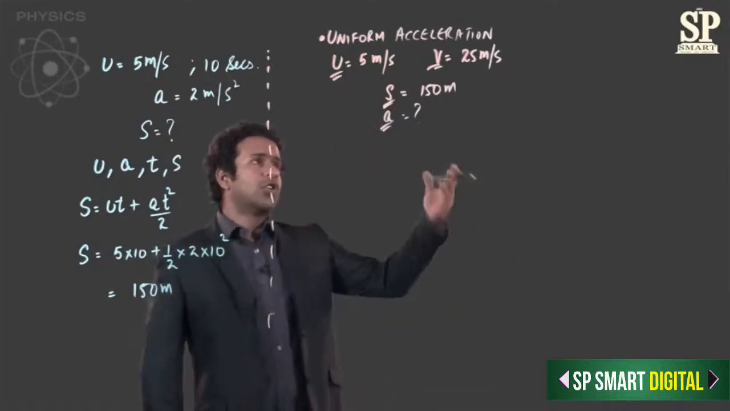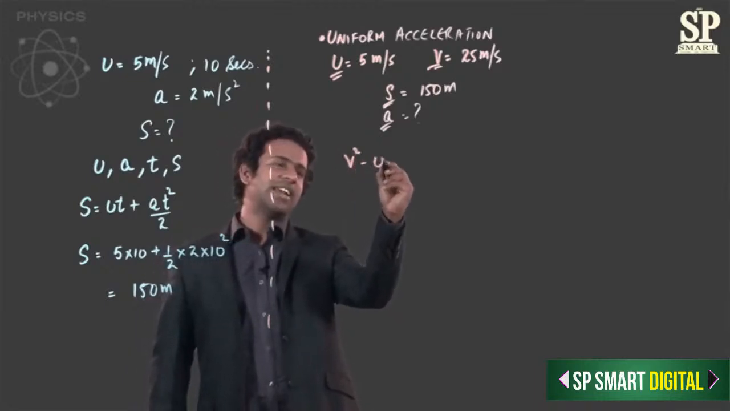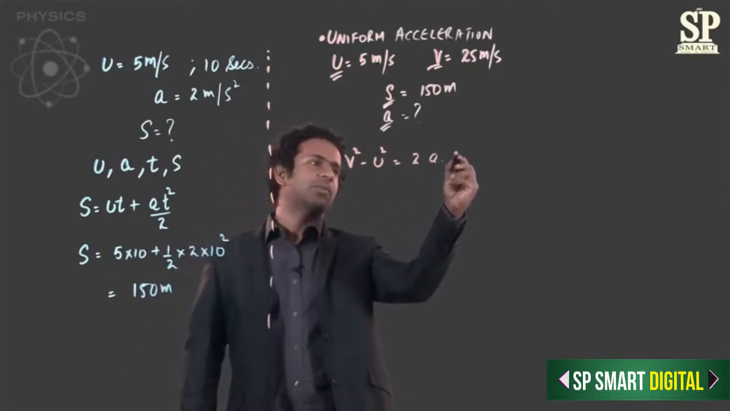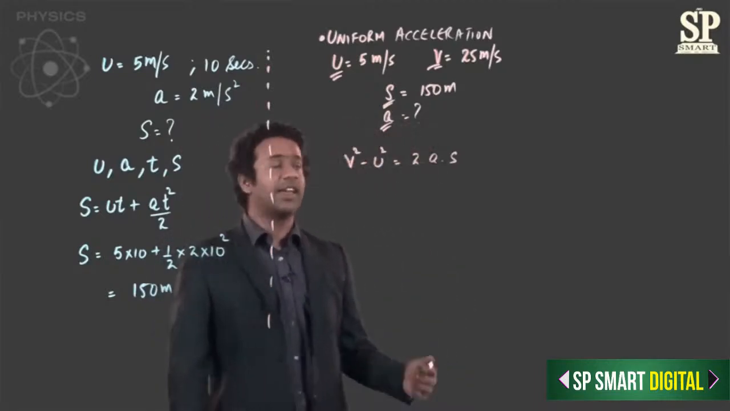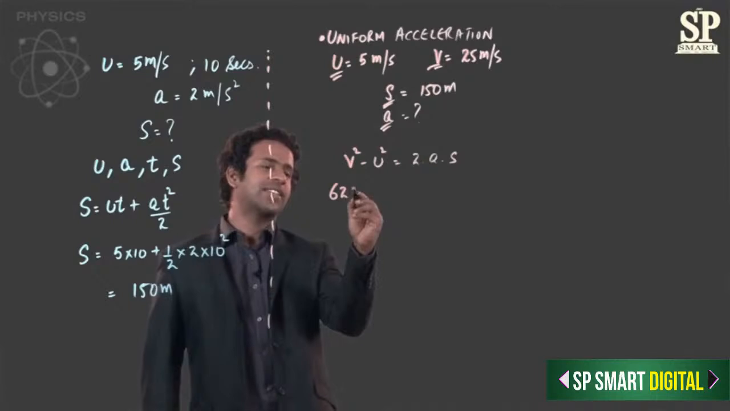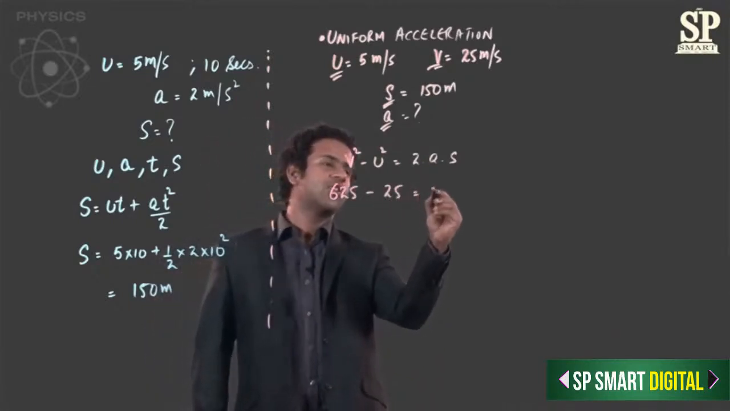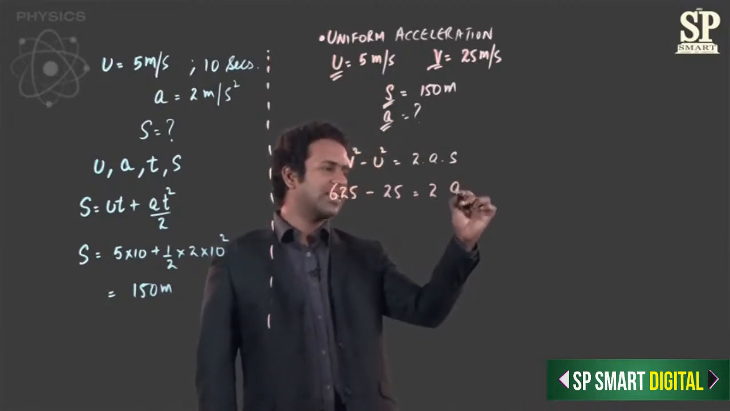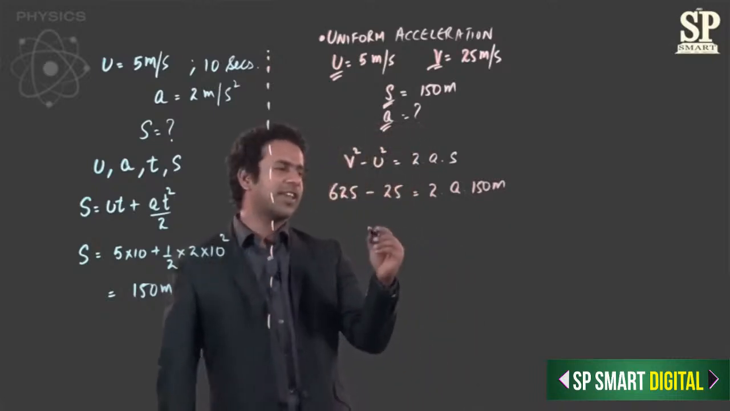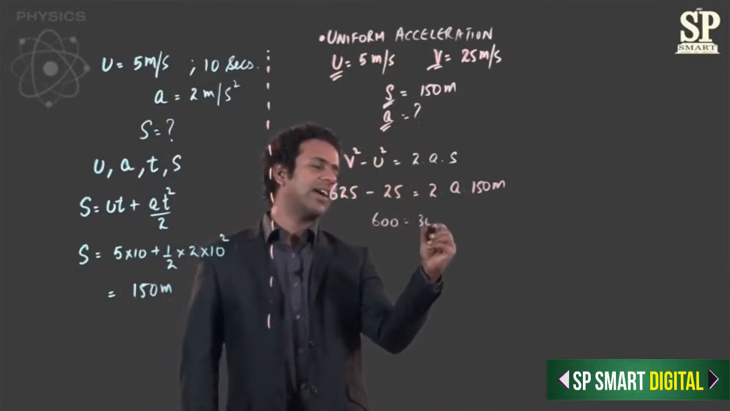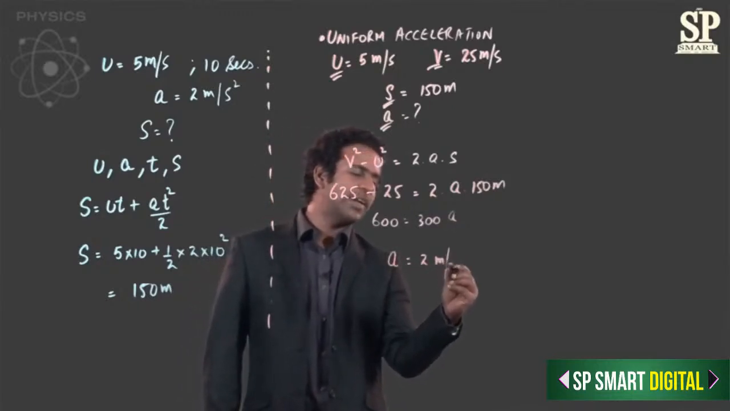Right. So looking at these four variables, you can clearly see that it is the third equation which relates them. So if that is the case, we can simply substitute values. v is given to be 25, 25 squared is 625, minus u squared, 5 squared you know is 25, should be equal to 2 into acceleration, which is to be found, and the displacement is 150 meters. So this gives you that 600 is equal to 300 times acceleration, and hence the acceleration is 2 meter per second squared.